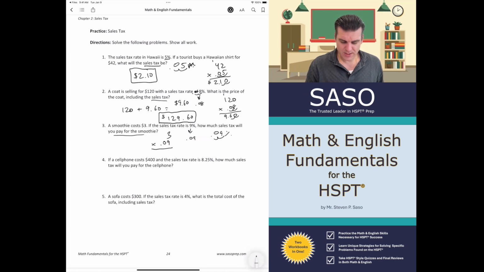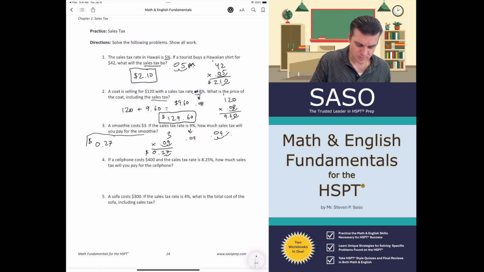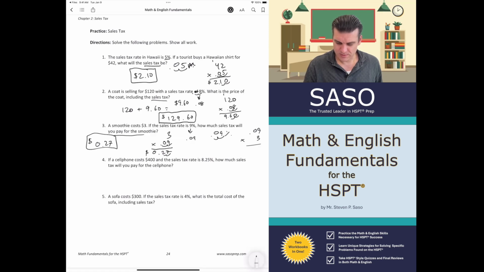9 times 3 is 27. And that's it. We're done. Again, you don't have to multiply out that 0.1, 2, 1, 2. So here we get 27 cents is going to be our answer. 27 cents is going to be the tax. Again, you might have set it up 0.09 times 3. 3 times 9, 27. Same thing, right? Count up those decimals. So either way, 27 cents for that one.